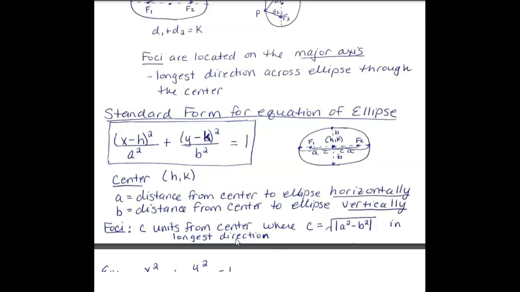So if it's longer horizontally, you add and subtract that number to the x value of the center to get to your foci. And if it's longer in the vertical direction, you will add that and subtract that number from the y coordinate of the center to get to your foci.